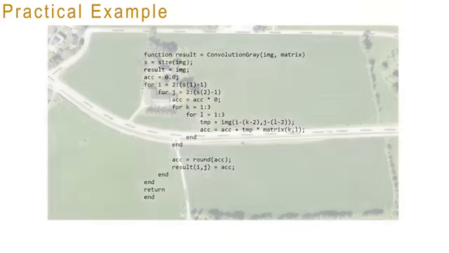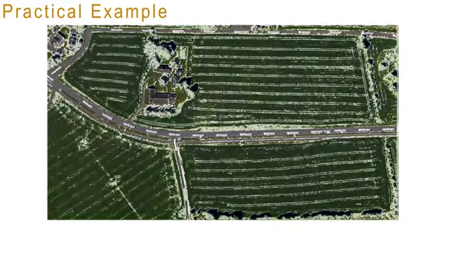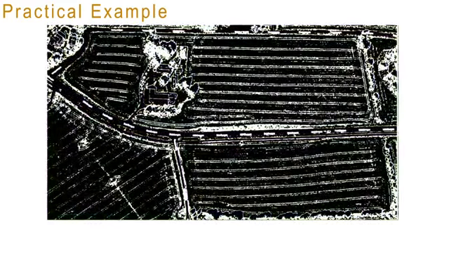We will now see the result of the filtered farm picture. Note that the gradient levels have been thresholded in order to get a binary picture.